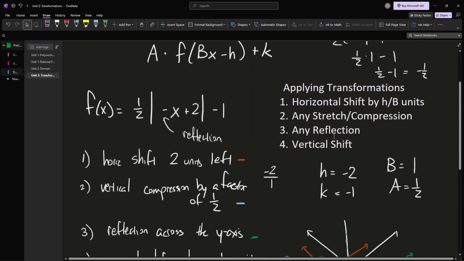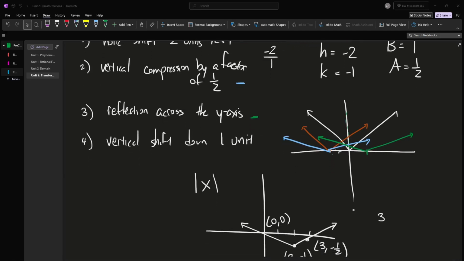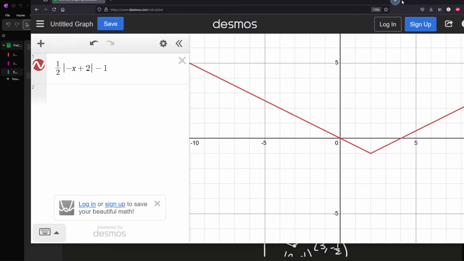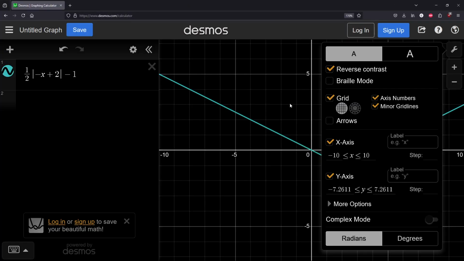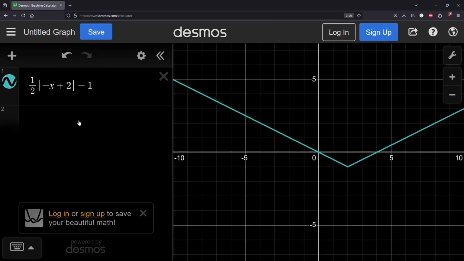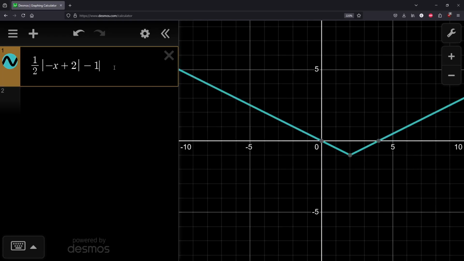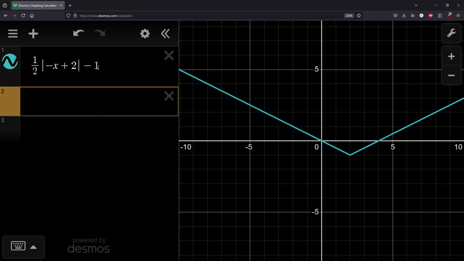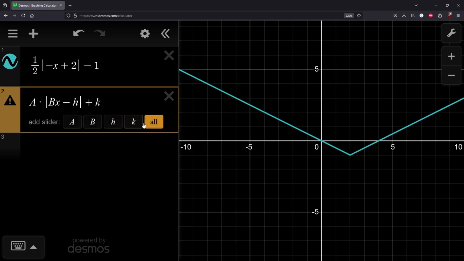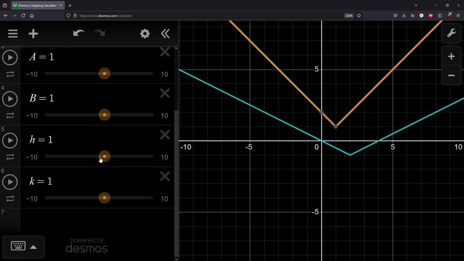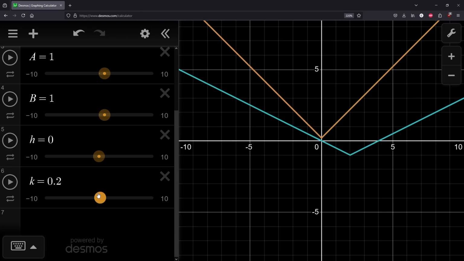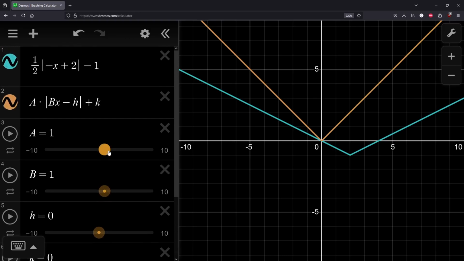So these are our transformations. So taking a look over here, I should change it to be reverse contrast. We see that our graphs did line up perfectly. And let's actually just change it. So I have A times absolute value of bx minus h plus k. Add sliders to them all. Set these to 0 first, and these to 1.